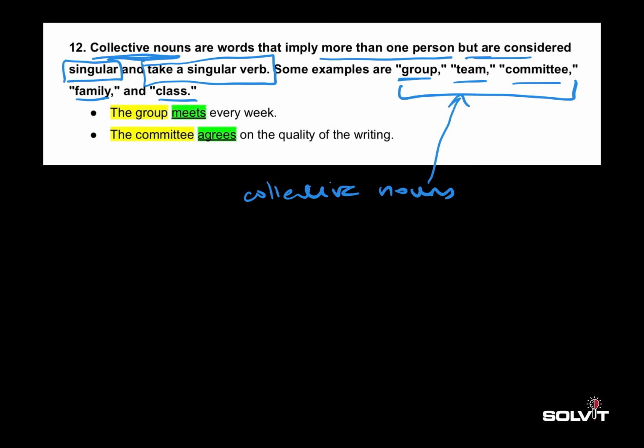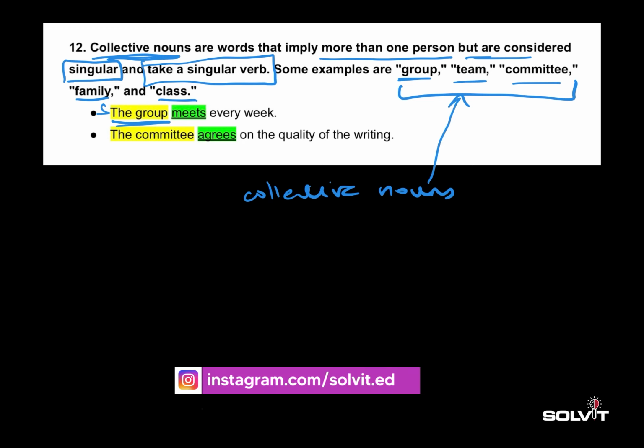Okay, so let's look at the first sentence. The group meets every week. So now the group is singular, even though group means a group of people, but we're going to take the entire group. Think of it like a group has 10 people, but we're taking the entire group as one group, right? The group itself is singular. It has 10 people in it, but the group itself is singular. So the group is singular and our verb is meets, so it's also going to be singular every week.